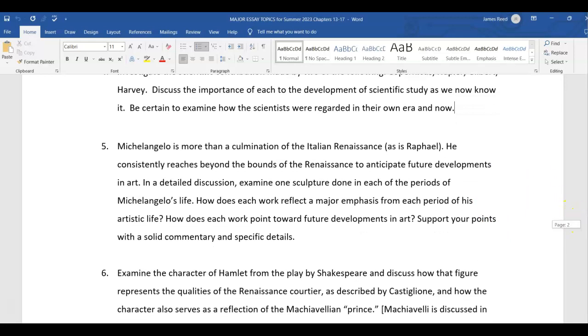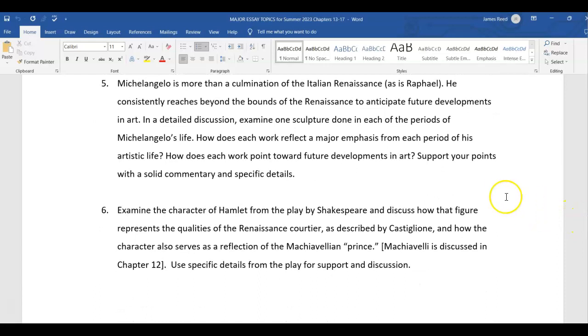The fifth topic focuses on Michelangelo, where he's not just Renaissance. As it says here, he goes beyond that. So I ask you to take one artwork, one sculpture by Michelangelo, done at different periods in his life. And there's about three major periods in his life. His early years when he's really coming out of his teens into his early 20s. His work when he's in his 30s. And then work that he does when he's older.